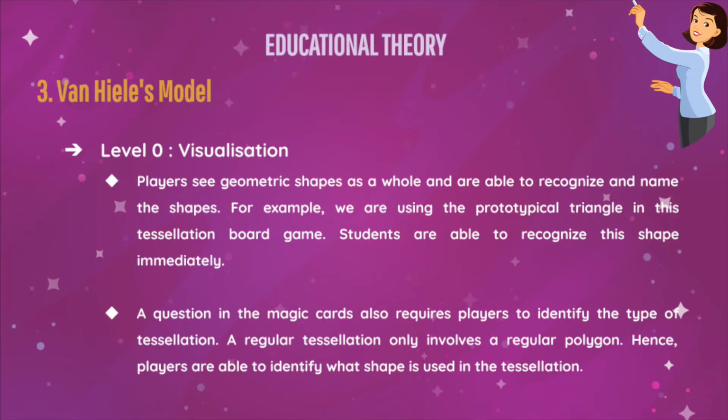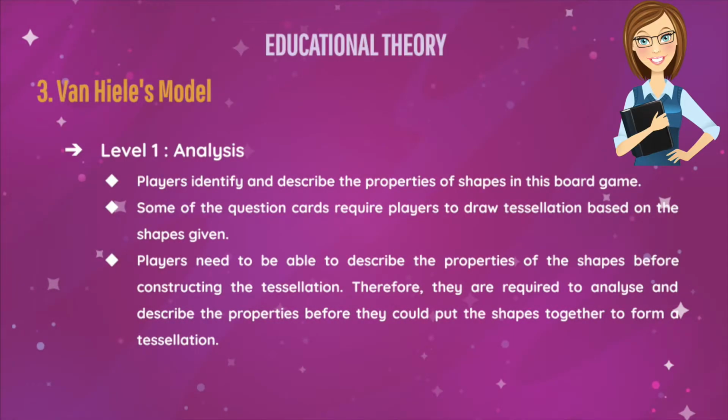The next is Van Hiele's model. Level 0, visualization. Players see geometric shapes as a whole and are able to recognize and name the shapes. For example, we are using the prototypical triangle in this tessellation board game. Students are able to recognize this shape immediately. A question in the magic cards also requires players to identify the type of tessellation. A regular tessellation only involves a regular polygon, hence players are able to identify what shape is used in the tessellation.